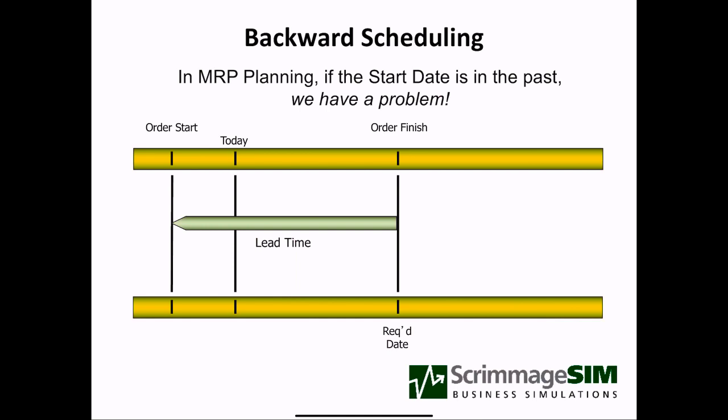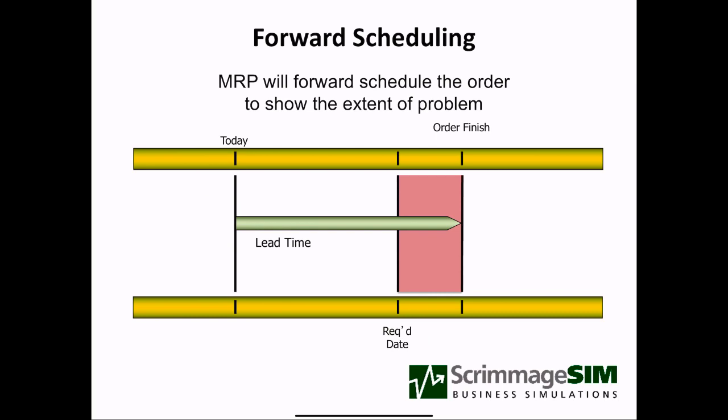However, if the required date is too close to the current date, so that backward scheduling creates an order start date that's in the past, we have a problem. What MRP does as our friend is to forward schedule the order to show us the extent of the problem. What MRP will do is say, if you started today and using the lead time that you specified, this is when the order will be finished. And that difference is how much trouble you're in, how late your order is going to be.